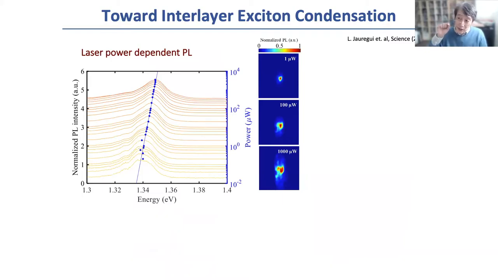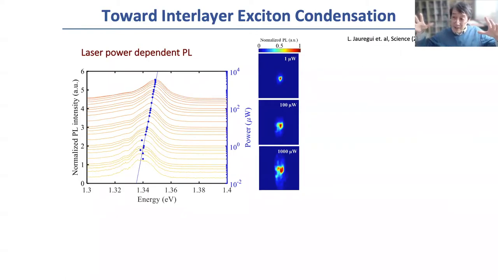And indeed, when we shine a more powerful laser, as we increase the laser power, the exciton peak becomes brighter, but not only that, its energy starts shifting into higher energy, a blue shift. This blue shift is important because remember this is an interlayer exciton where the dipole moments are all aligned. So if you put a lot of them together, the dipoles start to repel each other.